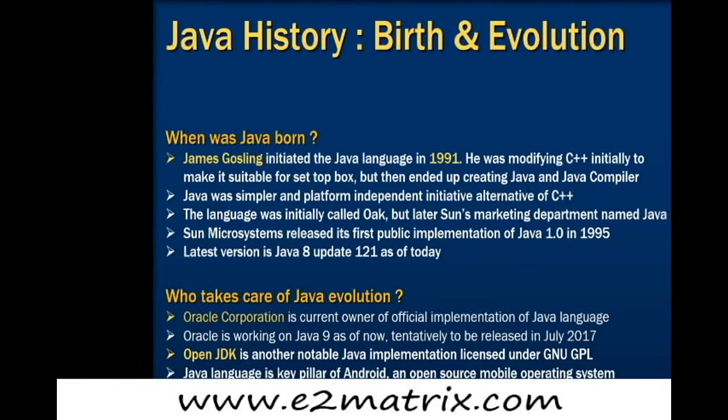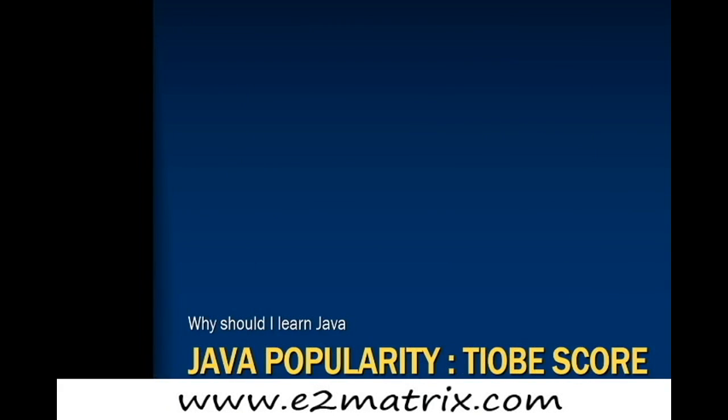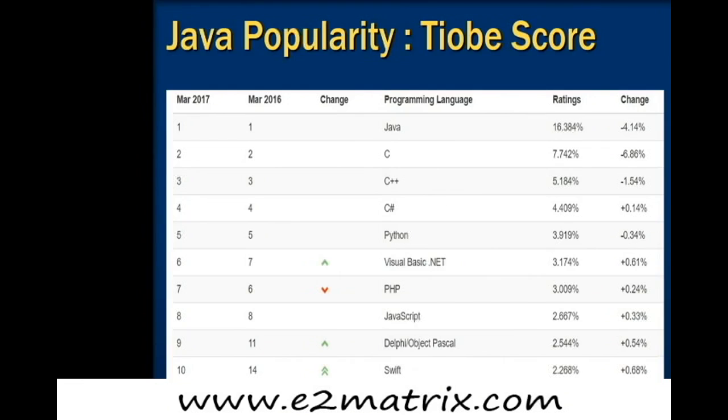Now, another interesting point that you should consider is that learning Java will help you in creating Android applications also, because Java is the key pillar of Android, which is an open source mobile operating system. Now let me ask one thing, how popular is Java? In order to understand the popularity of Java, we can look at the TIOBE score. TIOBE is a software quality company that tracks the evolution and popularity of programming languages. And guess what? Java is number one in the market.